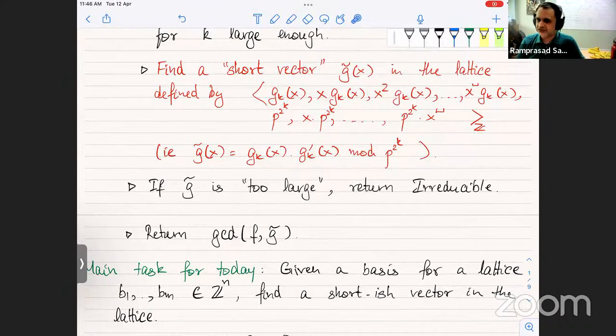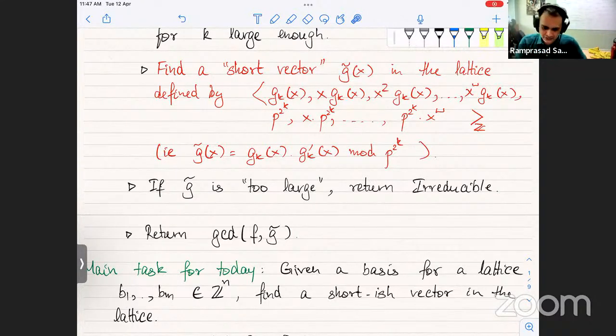We are given a basis for this lattice, let's say b_1 through b_m, and they're all present in Z to the n. For simplicity, I will just assume that m equals n, so that I don't have to deal with two separate letters and keep getting confused as to which is which. So you're given some lattice and you want to find a short enough vector in this lattice.